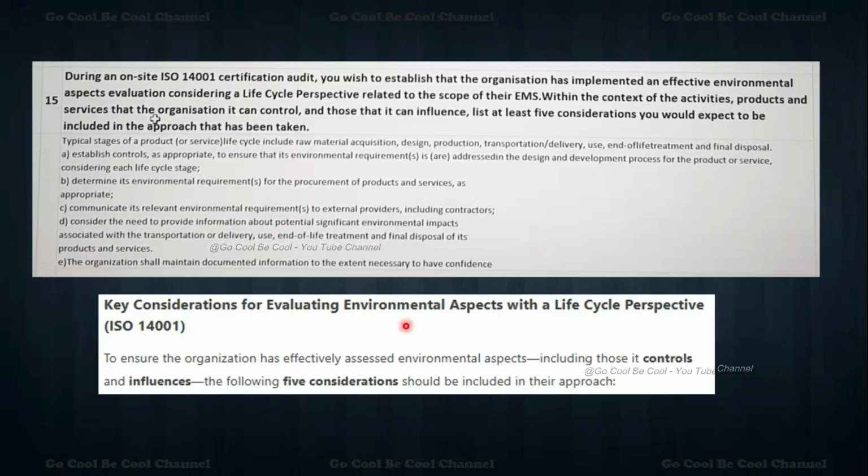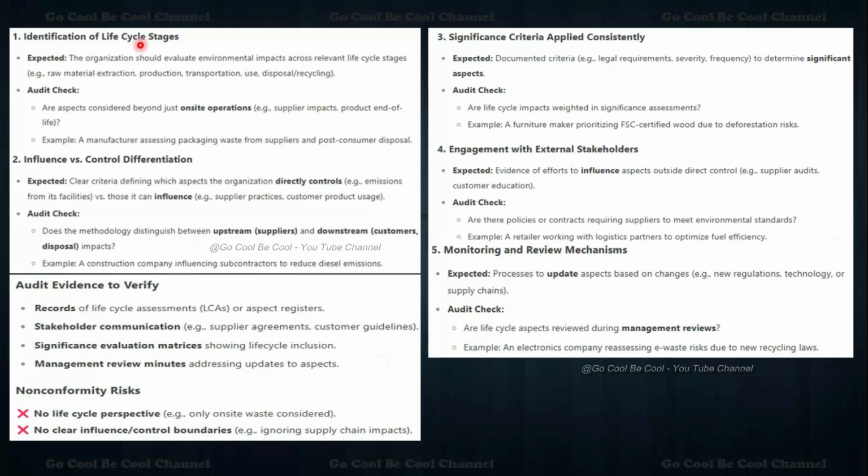So here we can write the key considerations for evaluating environmental aspects with the life cycle perspective, to ensure the organization has effectively assessed environmental aspects, including those it controls and influences. The following 5 considerations should be included in their approach. What are they? First of all, identification of life cycle stages. What is expected? The organization should evaluate environmental aspects and impacts across relevant life cycle stages. Example: raw material extraction, then production, transportation, use, disposal, and recycling also. These are the areas where you can impress the trainer and get extra marks.